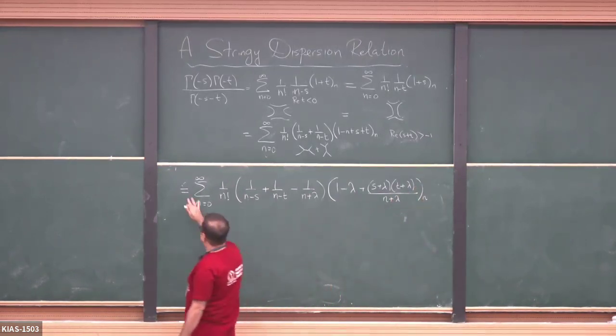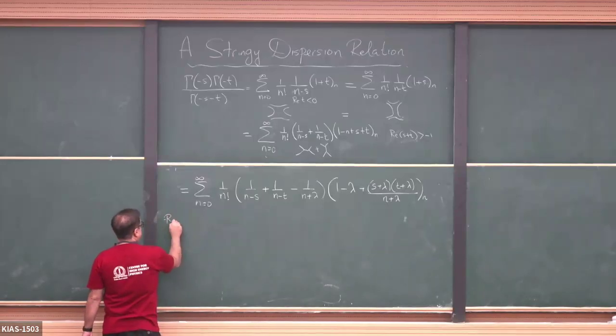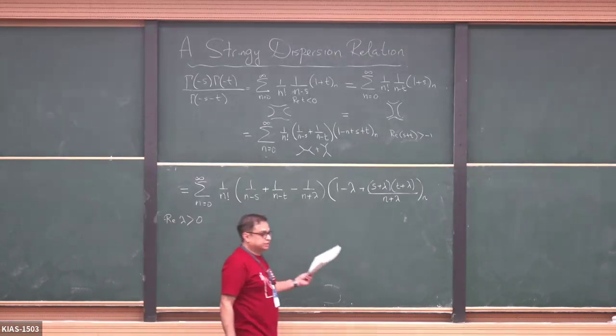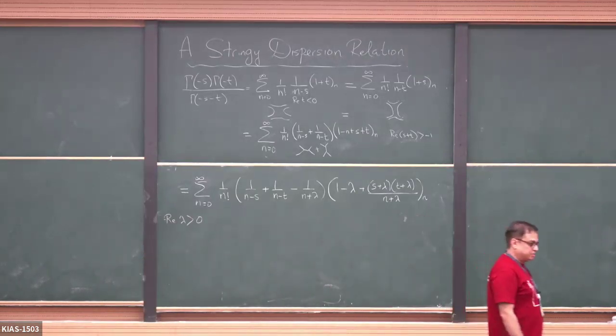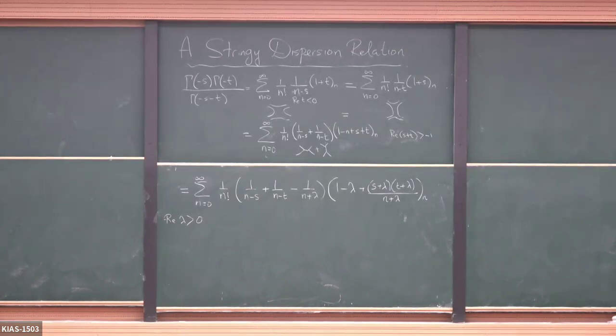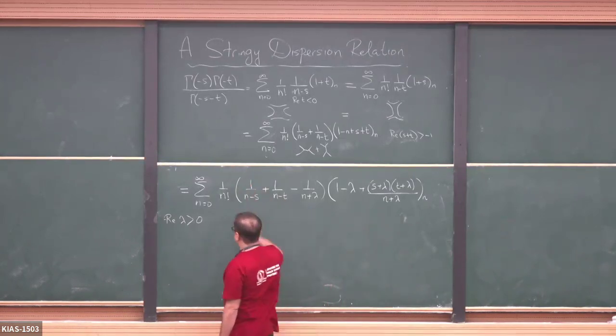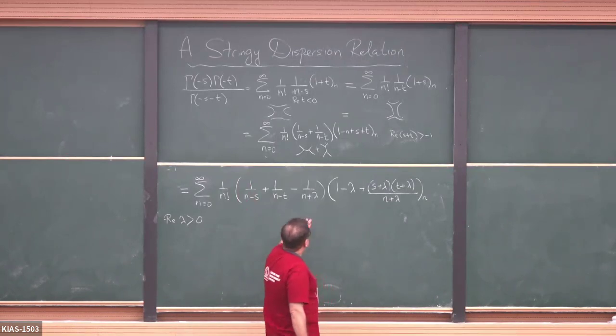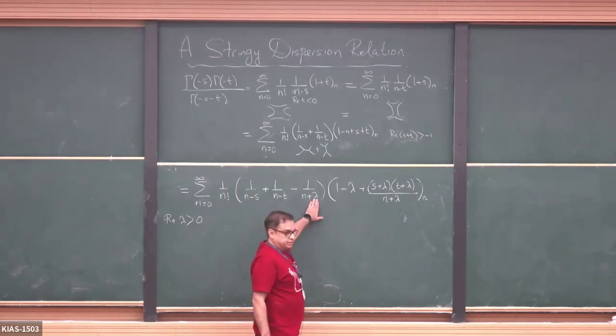And this converges whenever the real part of lambda is bigger than 0. So the convergence does not depend on the kinematic variables. As long as you choose some lambda, it could be a complex number. This is an exact statement. This is exactly equal to the Euler beta function. And the thing to note is that there is an extra parameter here.